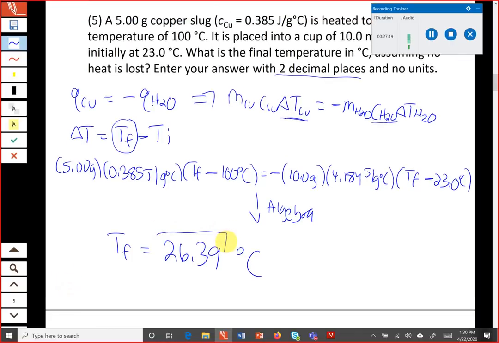So we're looking for this number here. That's what we would put into Blackboard. All right, so there's a few different variations on problems like this. This one asks us to solve for final temperature.